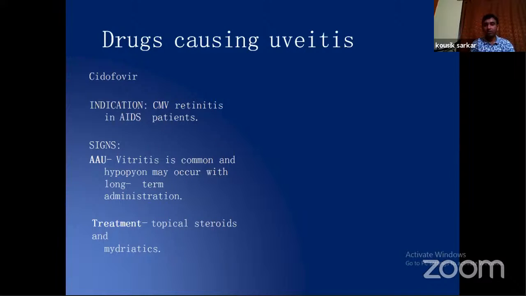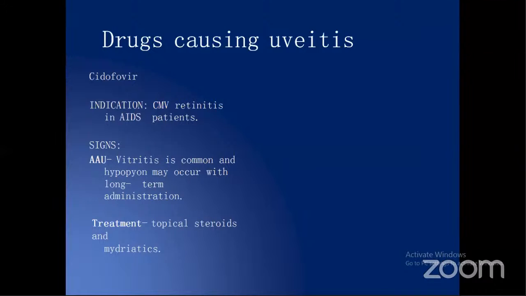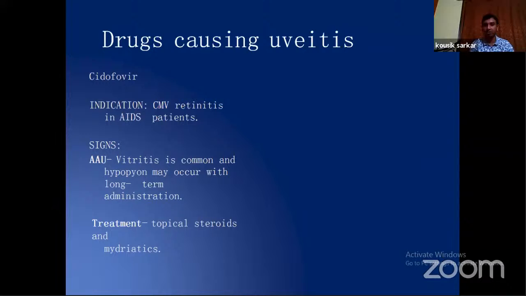Other drugs which cause uveitis include cidofovir, which is usually used in CMV retinitis in AIDS patients. There, vitritis usually occurs, and along with severe anterior uveitis, hypopyon may also occur with administration of systemic cidofovir. Treatment includes topical steroids and mydriatics.